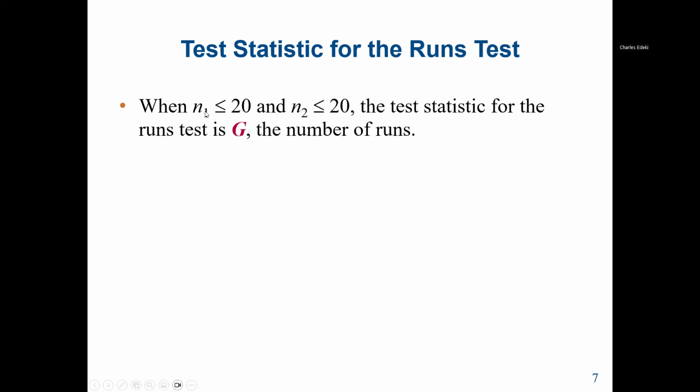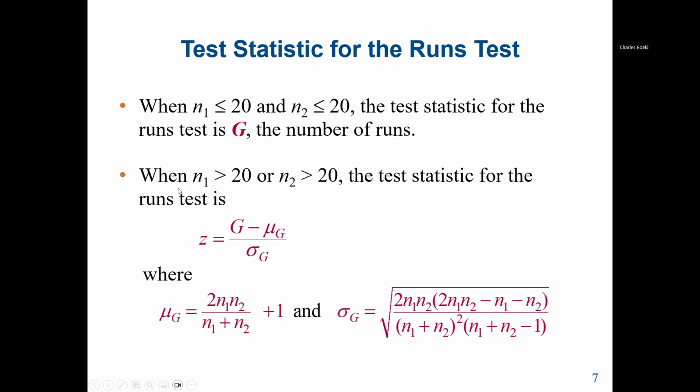Again, the test statistic is represented as G. If the sample sizes for both N1 and N2 are less than or equal to 20, then G will be the number of runs. But if N1 is greater than 20 and N2 is also greater than 20, then the test statistic for the run test is given as follows: G minus mu G over sigma G, the standard deviation of G.